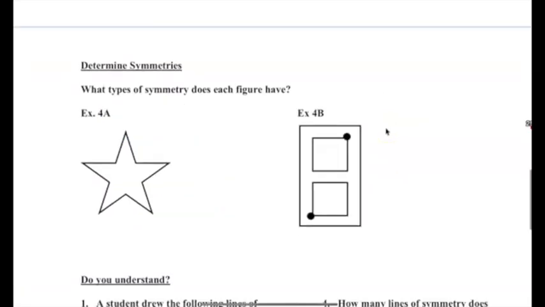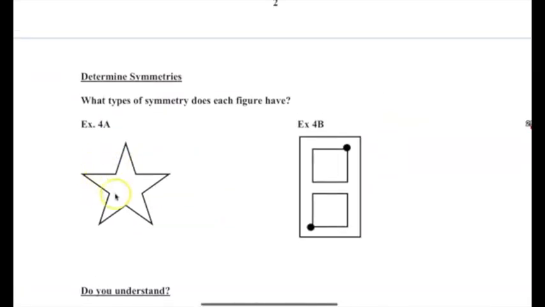Determine symmetries. What type of symmetries does each of these figures have? Looking at this one, this has rotation symmetry for sure. If I turn it once, I get this one. If I turn it again, again, and again. There are 5 rotations here.